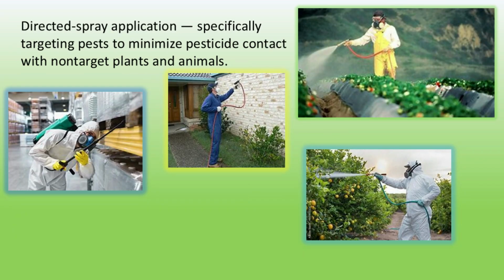Our next type of application is going to be a directed spray application. These types of applications specifically target pests to minimize pesticide contact with non-target plants and animals. And as you can see in the images here, you really need to think about this type of application. Directed spray applications have a good place, as you can see in some of the images here, with the technician treating around the perimeter of a home. You're seeing a commercial treatment on the left. You're also seeing some agricultural treatments.